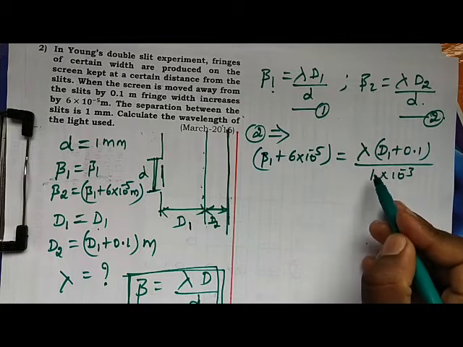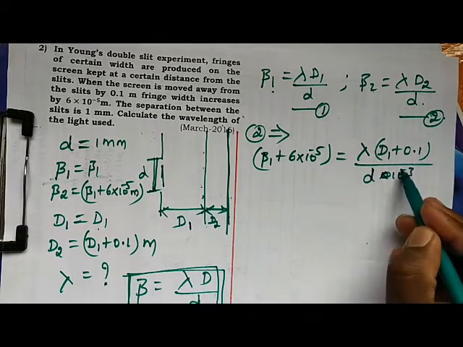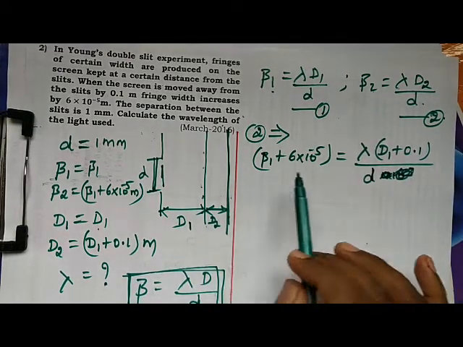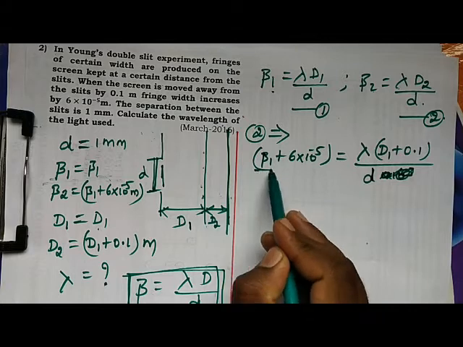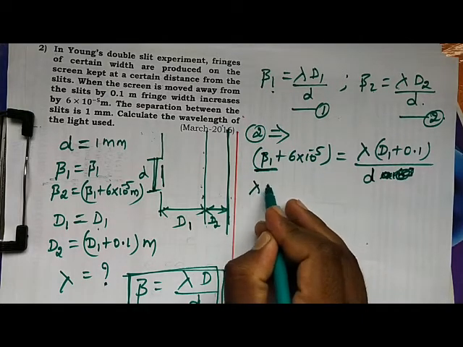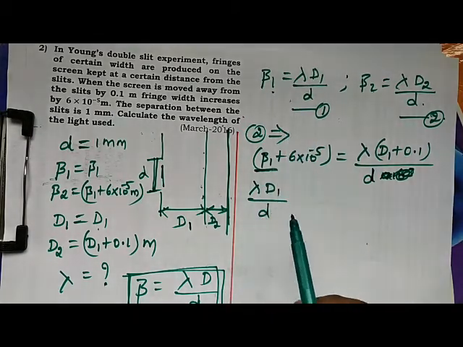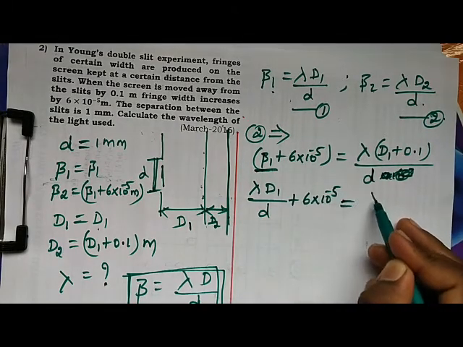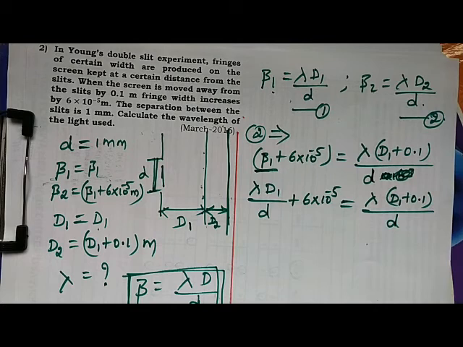Or here this d, later we are going to substitute, because this is lambda d1 plus 0.1. So if you want simplification to be easy, later we will substitute the value. So first you simplify this one here. So beta 1 plus 6 into 10 to the power of minus 5, we have that answer. And before that, look at beta 1: beta 1 can be written as lambda d1 divided by d. By using equation number 1, in the place of beta 1 I am going to substitute this value. So plus 6 into 10 to the power of minus 5 equals lambda times d1 plus 0.1 divided by the distance between the two slits.